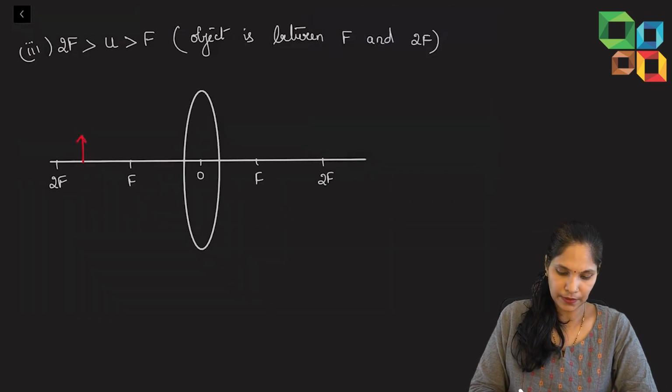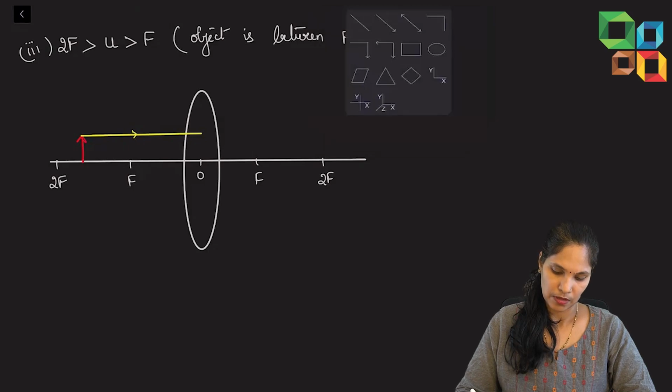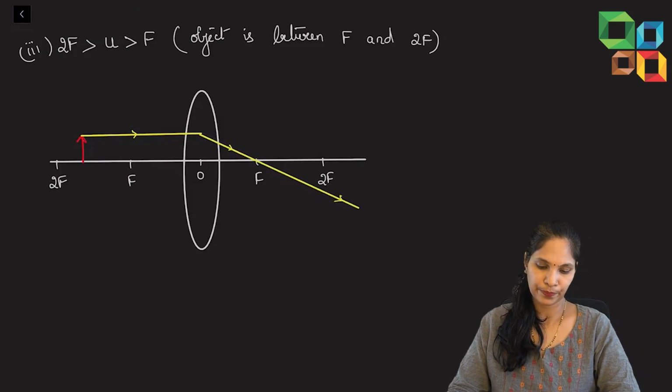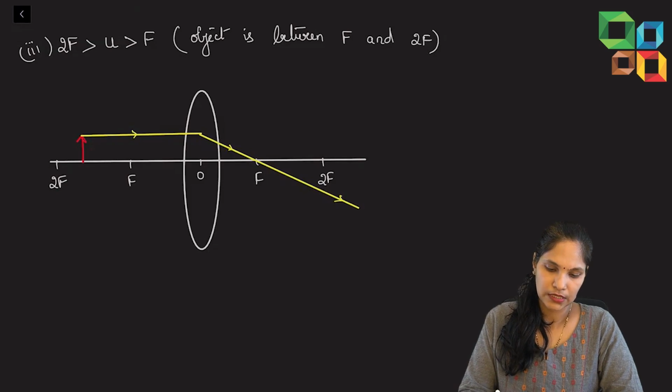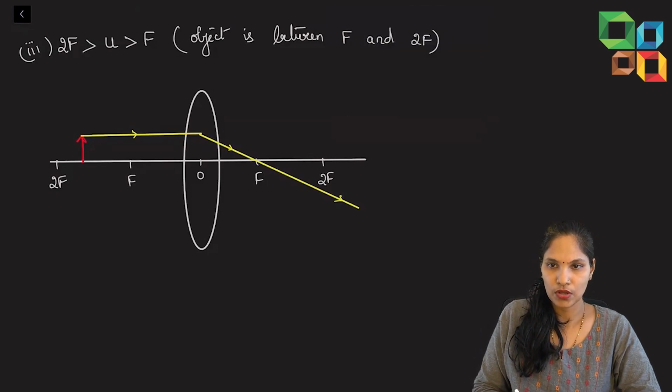Hope you got it. A ray which passes parallel to the principal axis after refraction passes through the focus. Okay. Second one, the one which passes through the optic center goes undeviated.